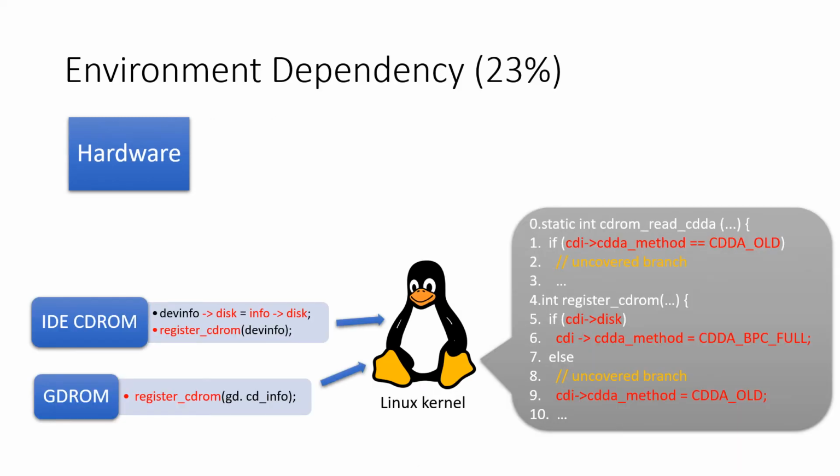The second biggest reason is environment dependency, which is about 23%. The environment for the Linux kernel is mainly the hardware. For example, in order to satisfy the unresolved dependency at line 1, we have to reach the effective white statement at line 9. However, we found that if there is one IDE CD-ROM, we would always reach the white statement at line 6. Only if there is a GD-ROM, we can reach the effective white statement and satisfy the unresolved dependency.